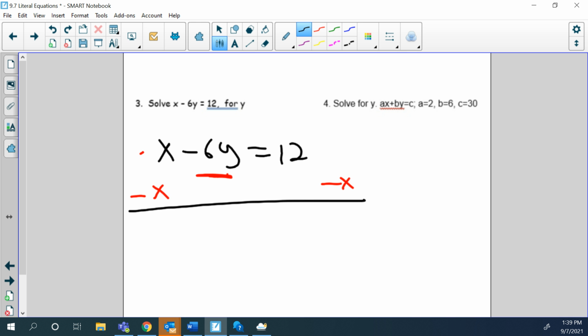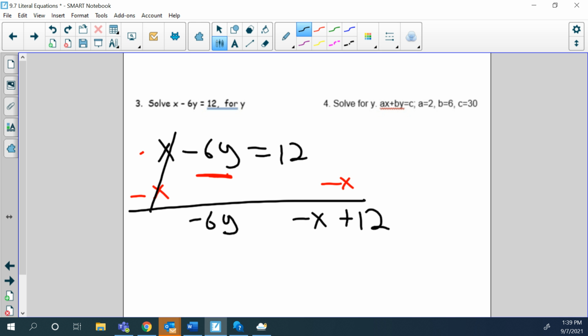Draw my line. That goes away. So all I'm left with now on the left side is just negative 6y. On the right side now, again, I always write the variable first. I have a negative x plus 12.